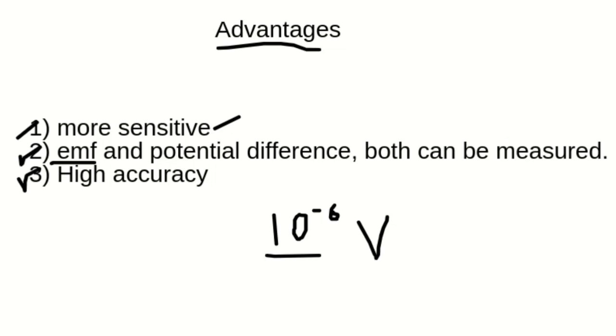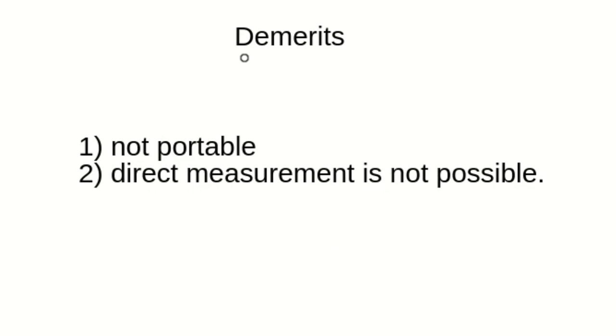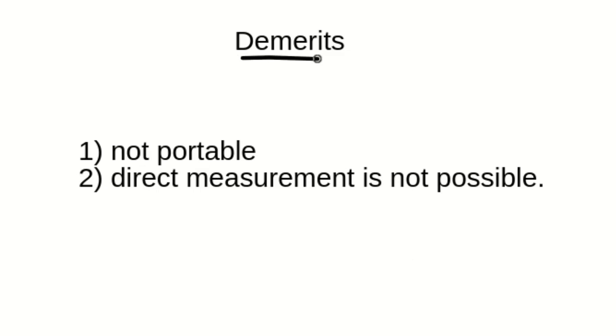But you might see that in our regular experiments we use a voltmeter. Why don't we use the potentiometer then? It has some demerits or drawbacks. The first demerit is that it is not portable, so we cannot carry it with ourselves, like we can carry a voltmeter. Another demerit is that direct measurement of voltage or potential difference is not possible.